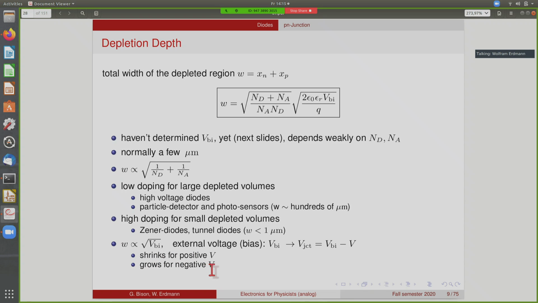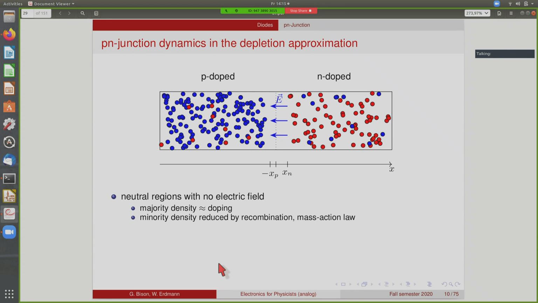If, on the other hand, you apply a negative voltage, then the width of this depleted region will grow. And this has consequences for these devices. Now we can look at the dynamics a bit more in this depletion approximation.